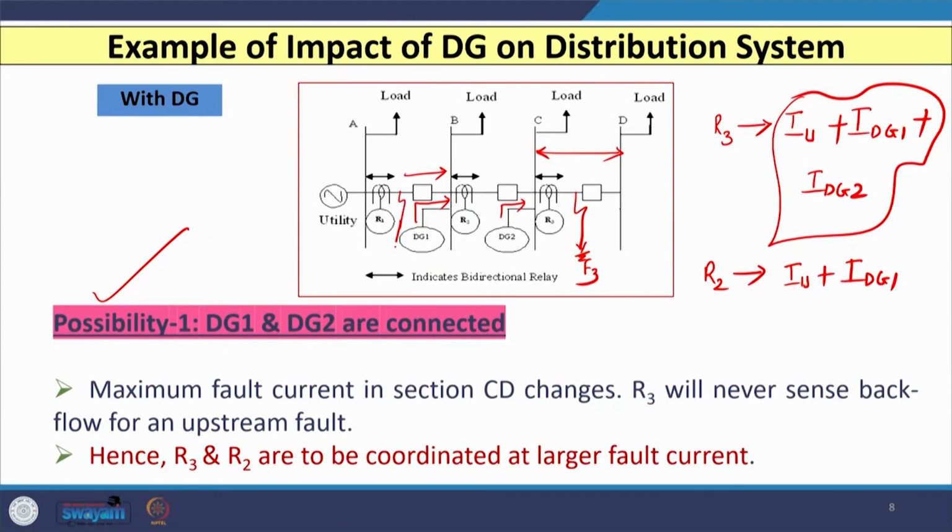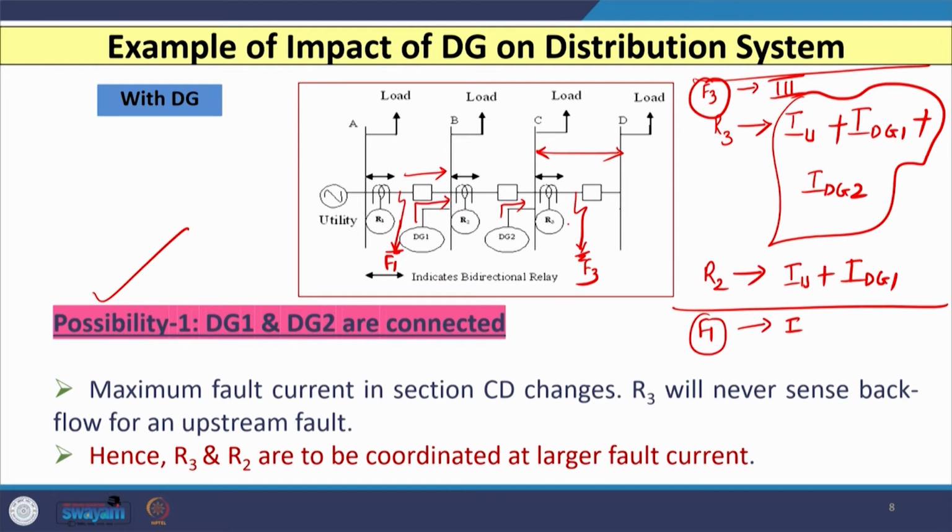Now, on the other hand, let us consider a fault in section 1, let us say F1. In the first case, we considered the fault at F3 in section 3. Now, here I am considering the fault at F1 in section 1, between A and B. Here you can see that when a fault occurs in section AB, the current flows through relay R2, which is again fed by DG2 only, whereas through relay R3 no current flows because no DG is connected. So, now the reverse flow is there.